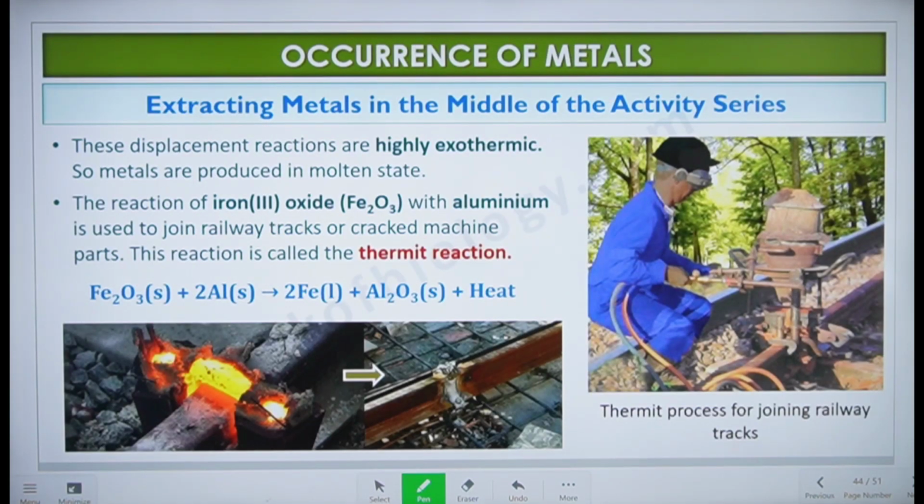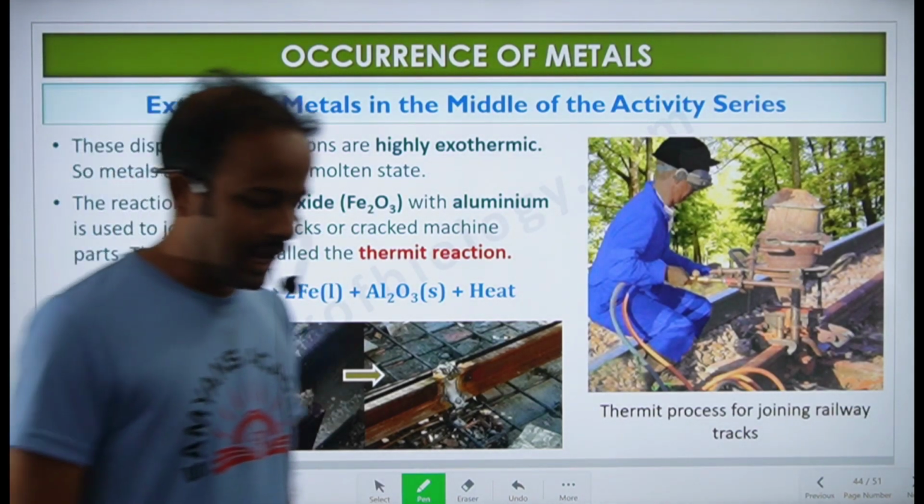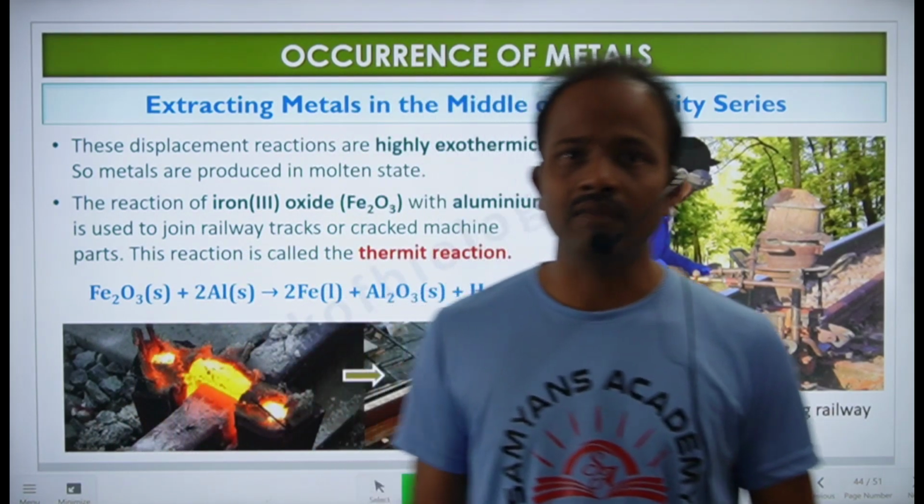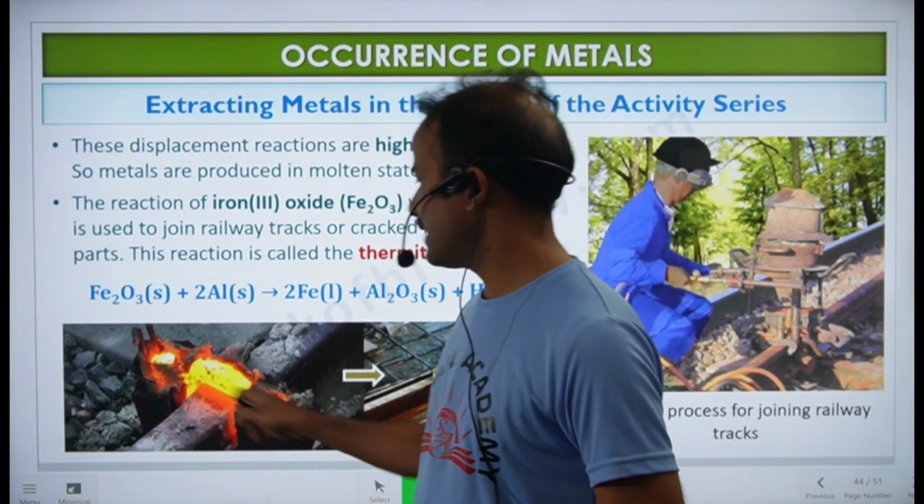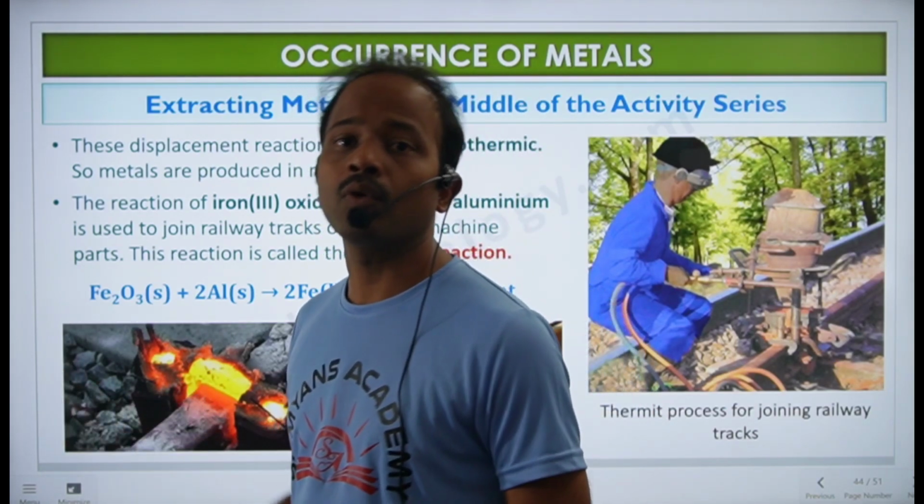And we use these reactions in the thermit reaction. For example, you take iron(III) oxide, also called ferric oxide, and this is also called the thermit reaction, which is used to join the broken railway tracks.